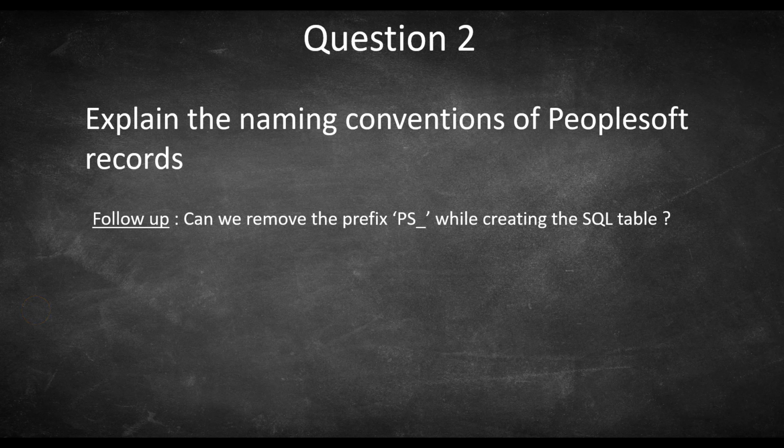A follow-up question is that each time we create a record in PeopleSoft, we get a prefix called PS_. For example, if we are creating a record called employee data, then the final record name will be PS_EMPLOYEE_DATA. Then the question is, is there any way that we can remove the prefix PS_ from the record name? So the answer to this question is yes, we can remove this PS_ prefix from the record name. Let us see one example.